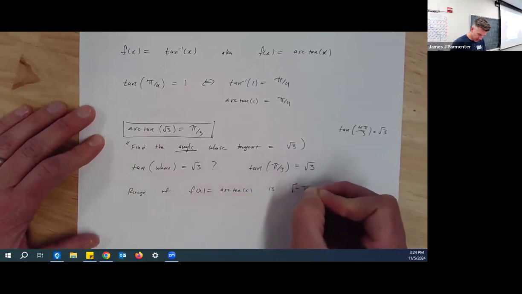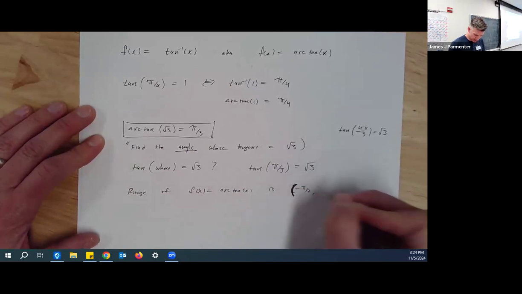is negative pi over 2, whoops, not with a bracket, James, with the parentheses, because you can't ever get to negative pi over 2, pi over 2.